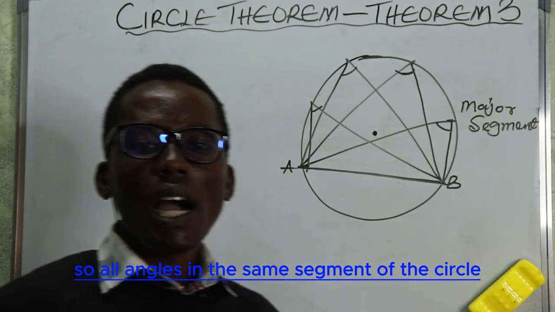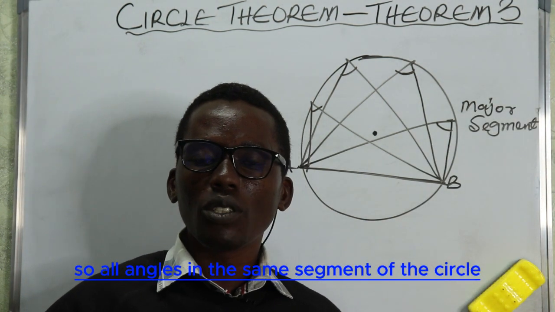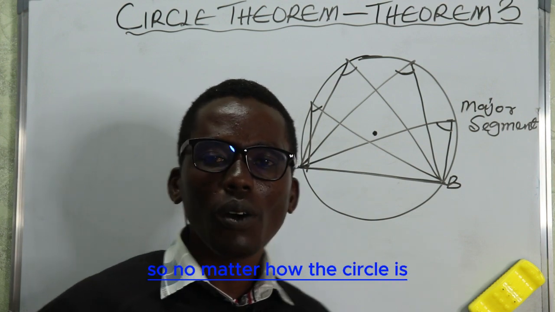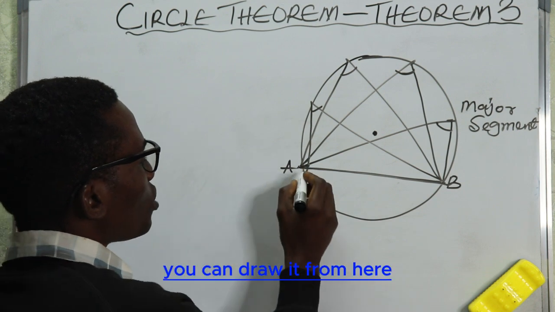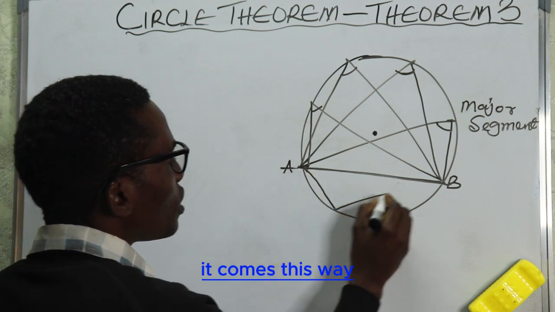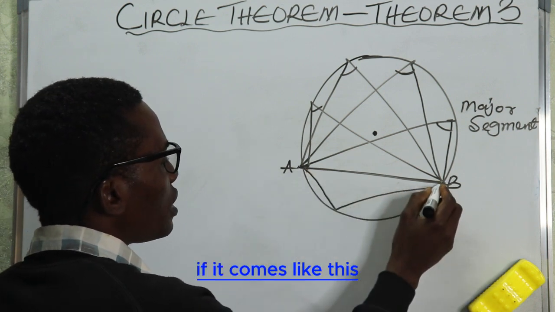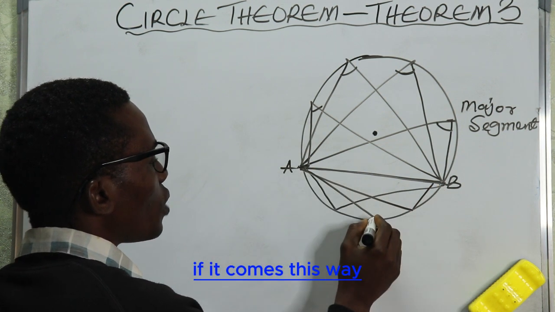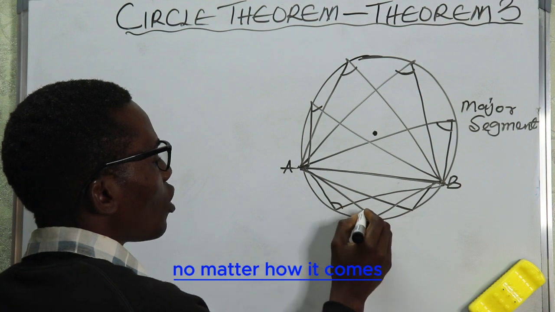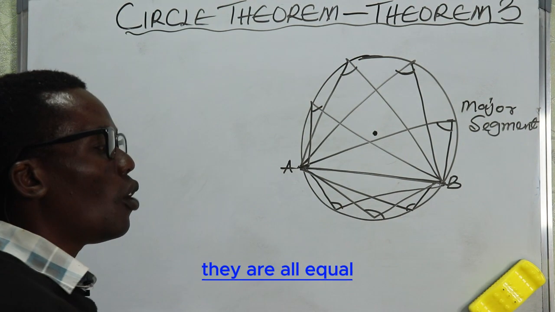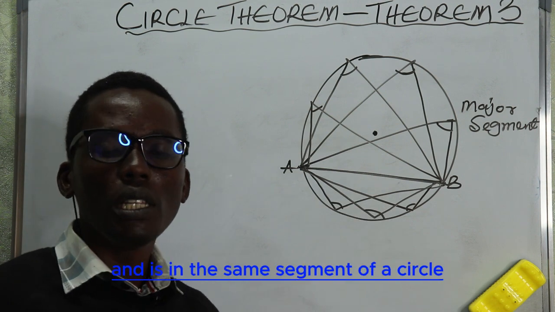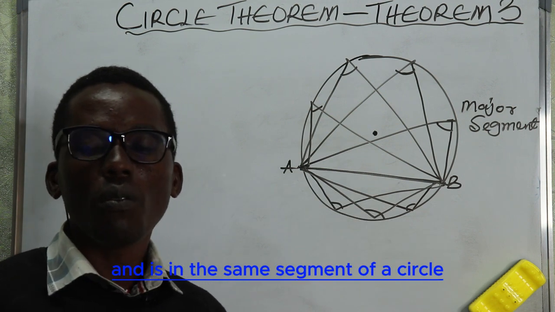So all angles in the same segment of a circle are what? Are equal. So no matter how the circle is, you can draw it from here. It comes this way. If it comes like this, if it comes this way, no matter how it comes, they are all equal, so long as it emanates from the same chord and is in the same segment of a circle.